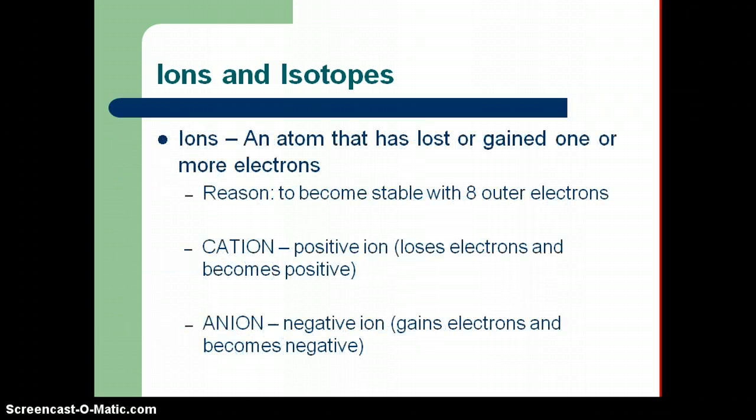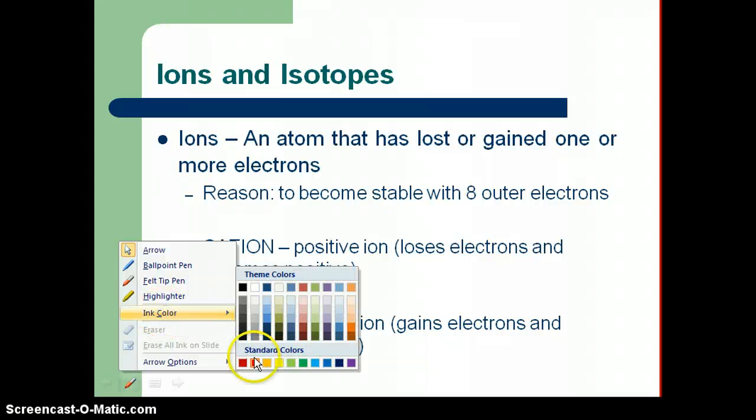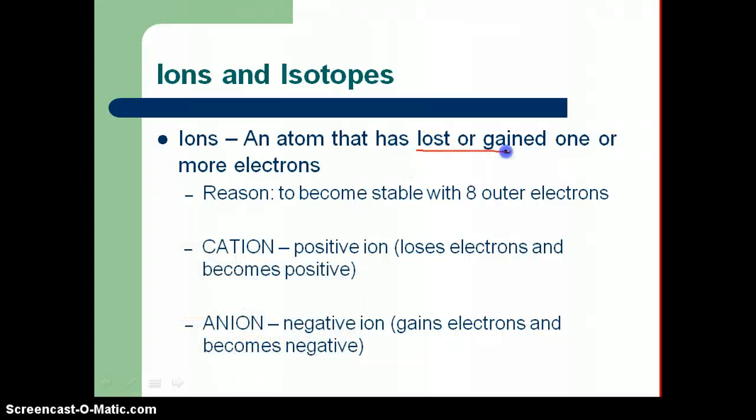So first we're going to look at ions, and ions just means that it has lost or gained an electron or more than one electron. Lost or gained electrons. So the whole purpose, why does this happen, is to become stable. And to become stable, they have to have 8 outer electrons. So if an atom only has 1 outer electron, it will generally give away that electron. Because it's easier to give away 1 than to try and bring on 7 to get to 8 outer electrons.